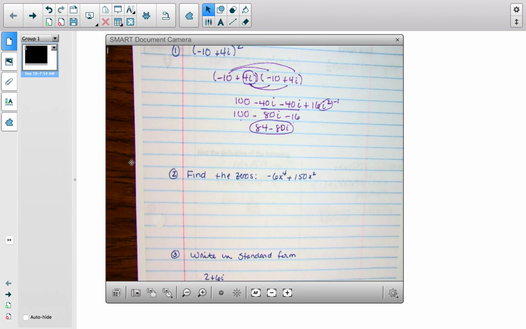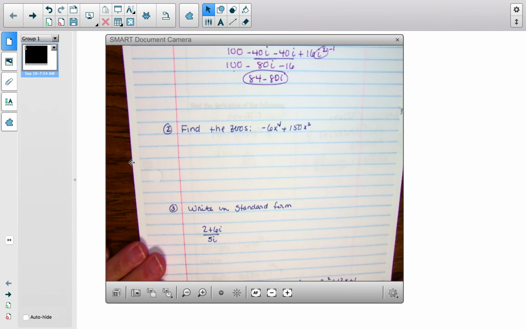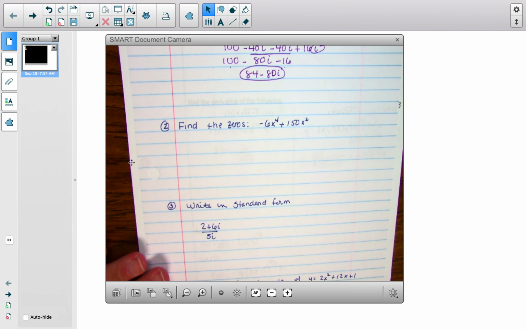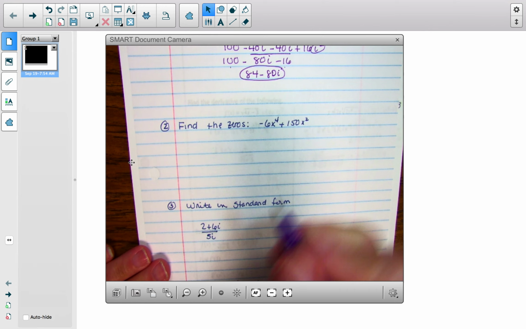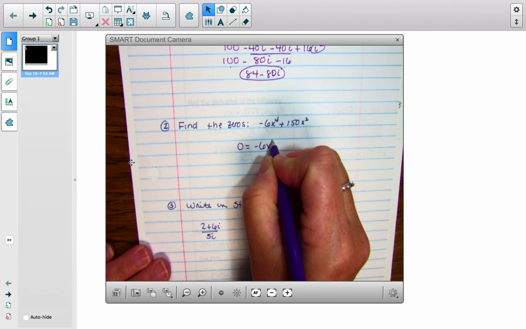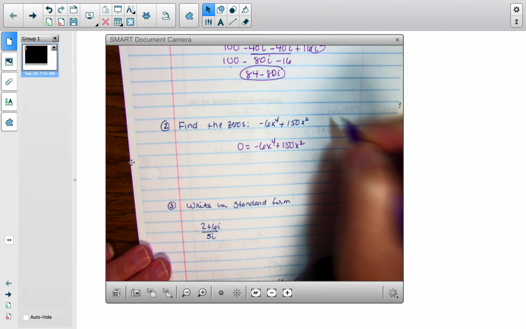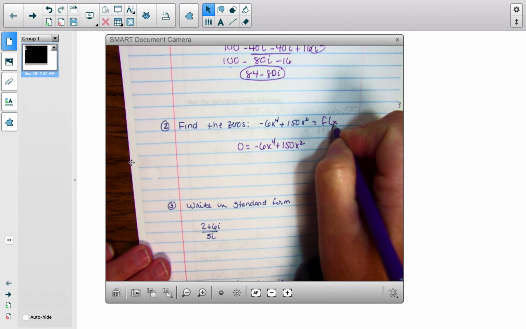Okay, find the zeros. You can do this a couple ways. If you wanted, you could get your graphing calculator out, graph it, and look where it crosses the x-axis. I'm going to go ahead and set it equal to 0. And technically, this should be equal to f of x.